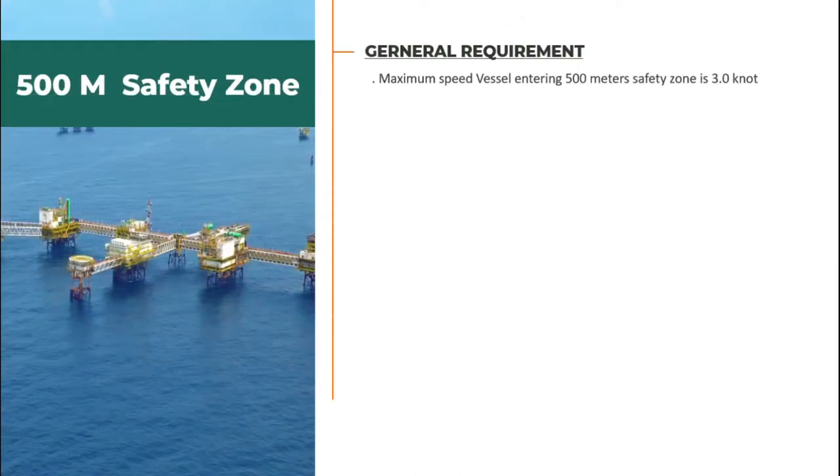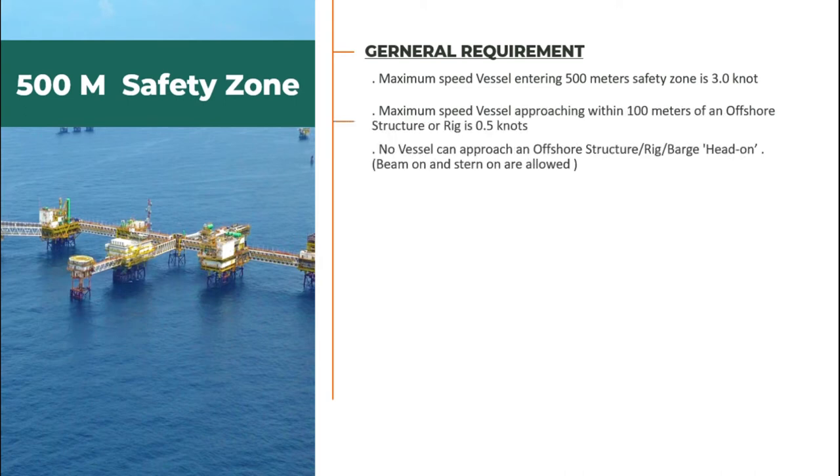Okay, general requirements for the 500 meter safety zone. Please remember that when we are approaching or already inside the 500 meter safety zone, the maximum speed when entering is 3 knots, and the maximum speed within 100 meters is half a knot only.